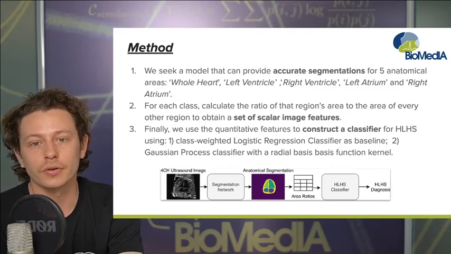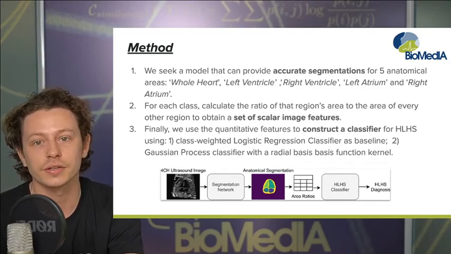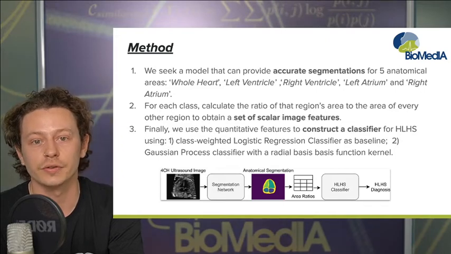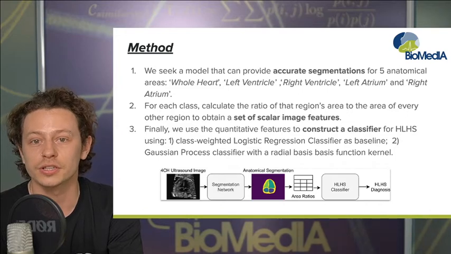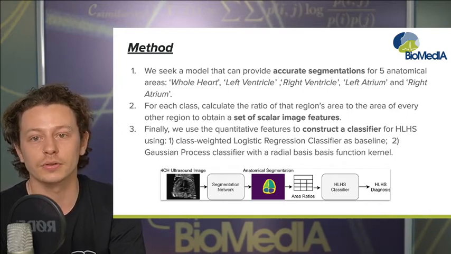We extract numerical features from each segmentation in order to classify HLHS versus healthy patients, where each ventricular area is the count of pixels belonging to that class. And we apply two common classification algorithms to the extracted area ratio features. First, an L2 regularized, class weight balanced logistic regression classifier, and secondly, a Gaussian process classifier based on Laplace approximation.